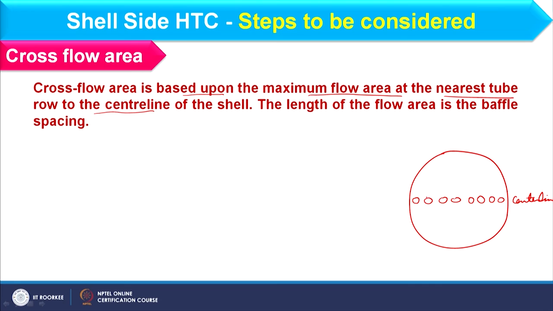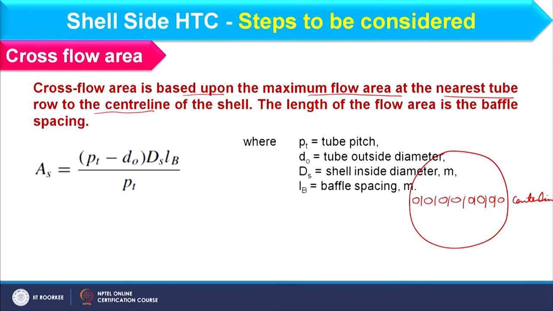So, if you consider this, we have to find out this area, this gap. Because on the shell side only this gap is available, otherwise there will not be any flow area, because the rest of the area is occupied by the tubes. So, here we have to consider the cross flow area as (Pt minus D naught) times ds times Lb, divided by Pt, right. So, Pt minus D naught by Pt, what is that?